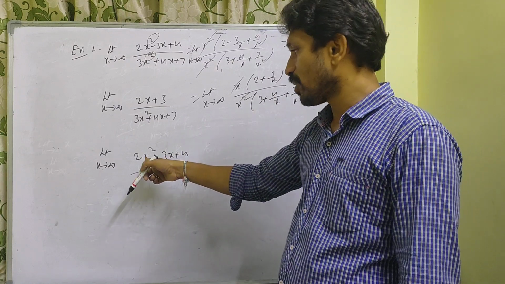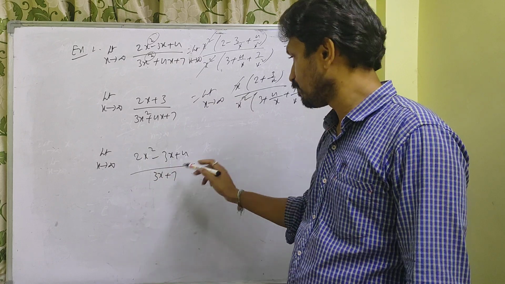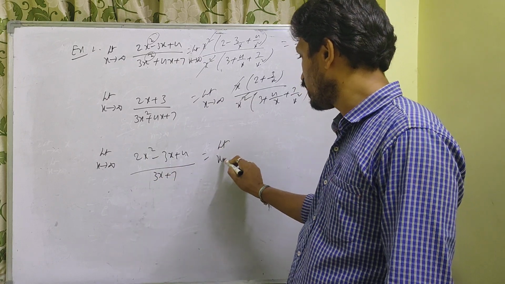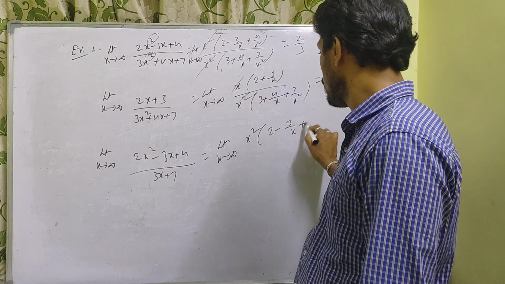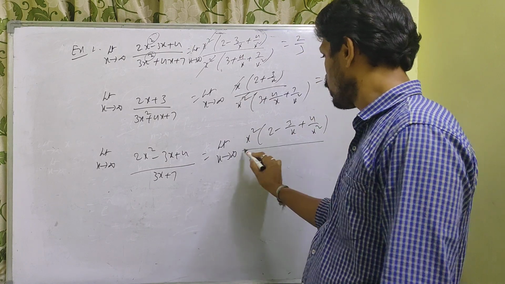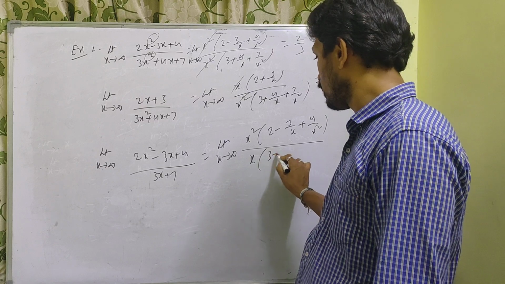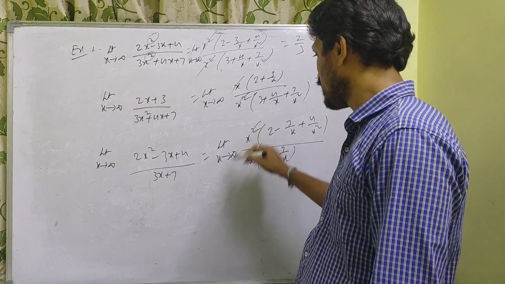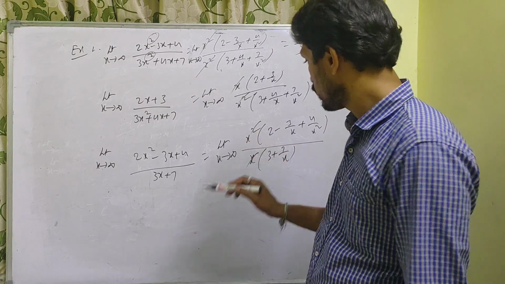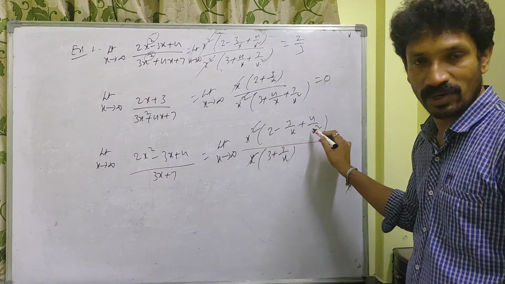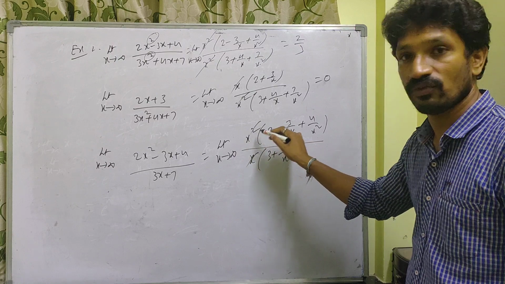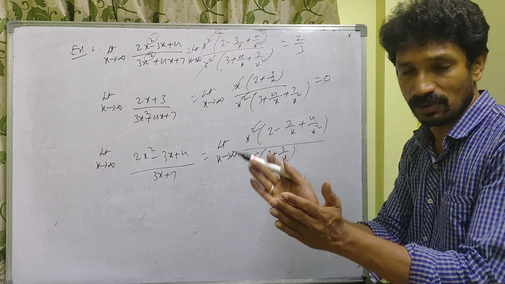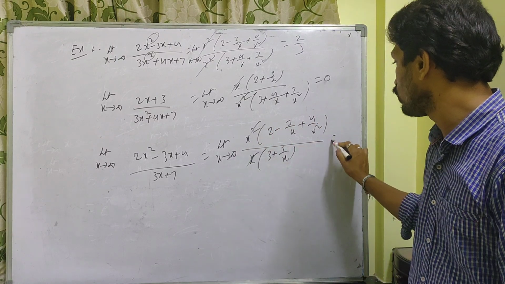See here, your numerator degree is more than the denominator degree. Apply the same concept here also: x square common, 2 minus 3 by x plus 4 by x square. In the denominator, if you take the highest degree common, 3 plus 7 by x. X cancels, you have one more x here. So this is 2 minus 0 plus 0, this is 3 plus 0. 2 by 3 you get. This is infinity. Infinity into 2 by 3. Infinity into some numerical is again infinity only.